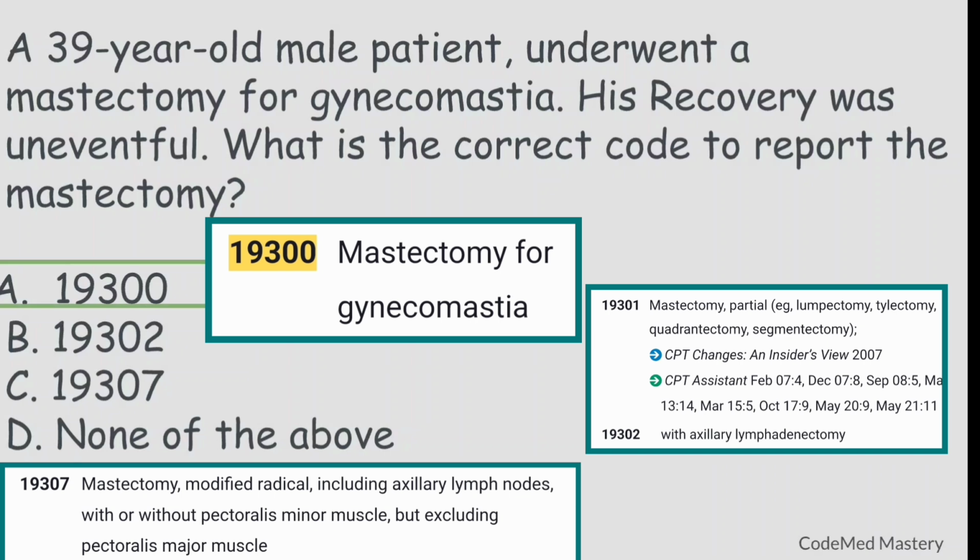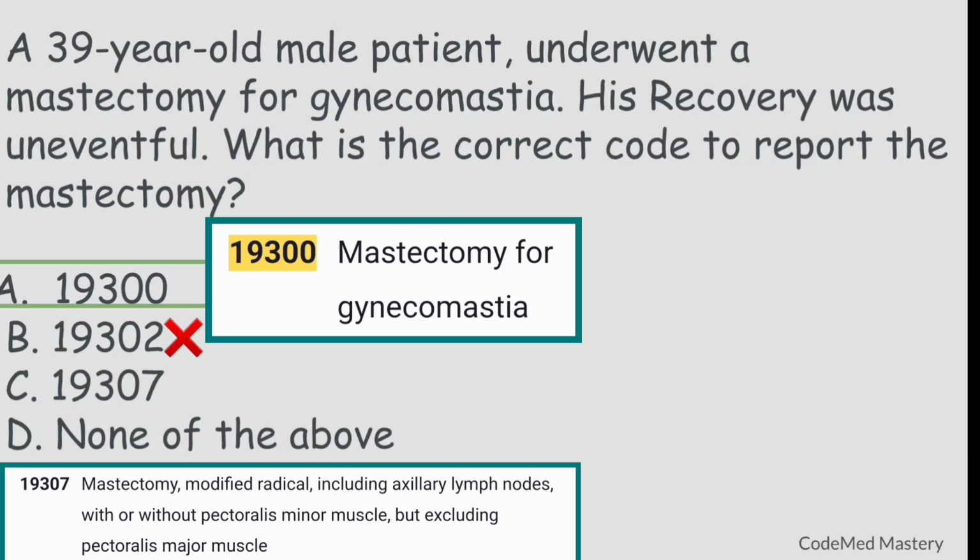So, which among these is the right code? If you choose option A 19300, then you are absolutely right, because that is for mastectomy for gynecomastia. In the scenario, you can see the patient underwent a mastectomy for gynecomastia. So, option A is the right answer. Option B will be eliminated because that is for mastectomy partial with axillary lymphadenectomy. That is not matching with the scenario.